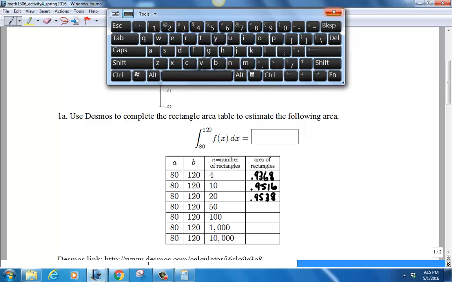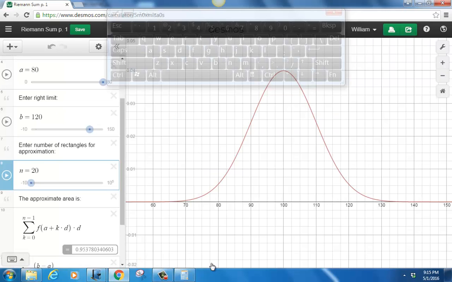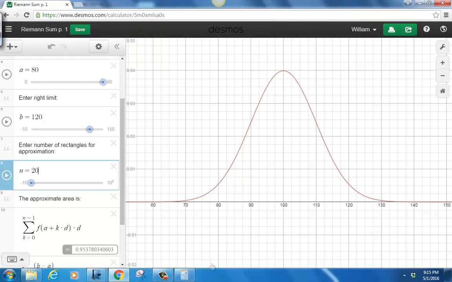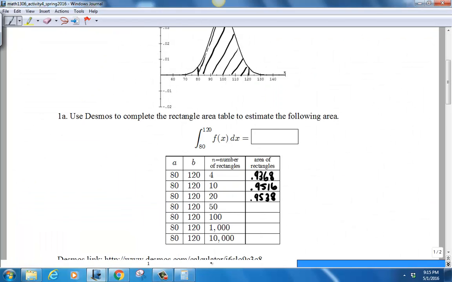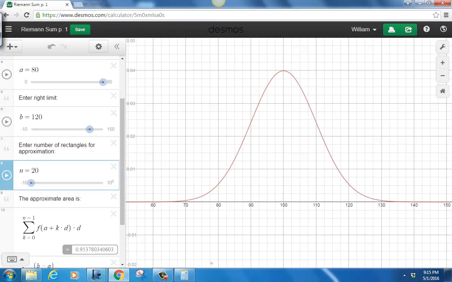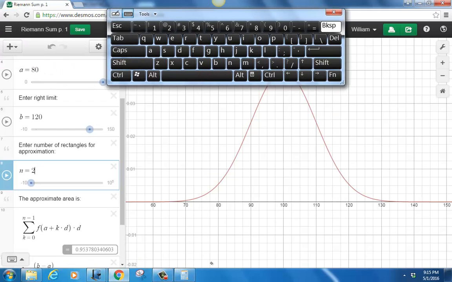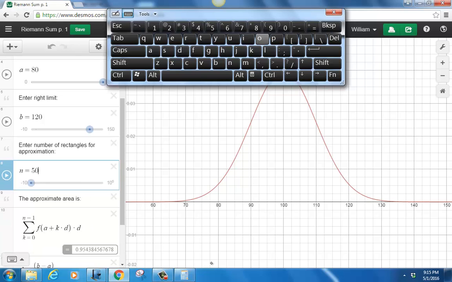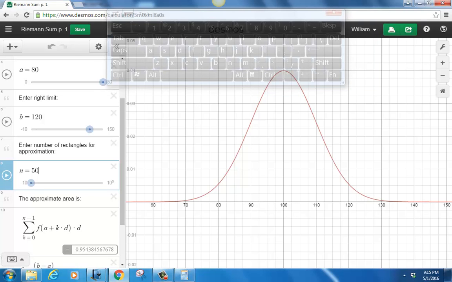Let's fill in one more value here, and then I'll let you continue. What's the next one that we want here? Let's try 50 rectangles. So let me put 50 in there for the number of rectangles. And notice now we're not getting a much better estimate. Now to 4 decimal places, it's about 0.9544.